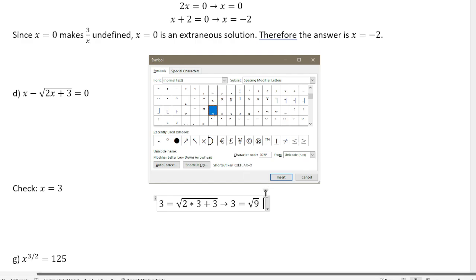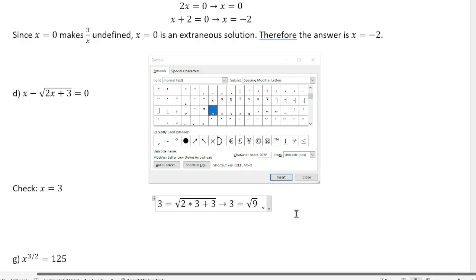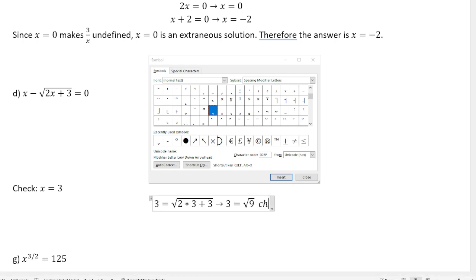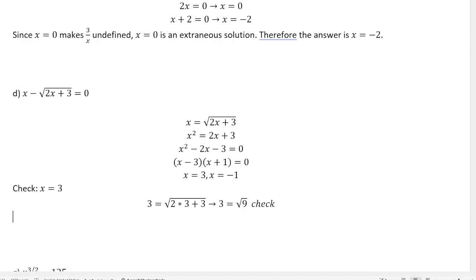I'll just use this. Check. That doesn't look good. Check. Okay.